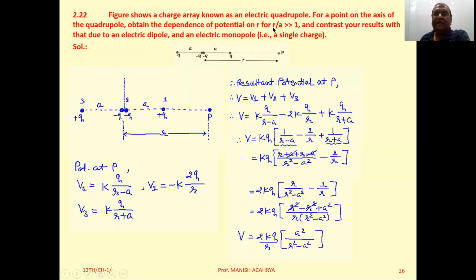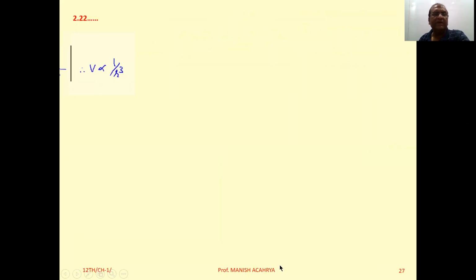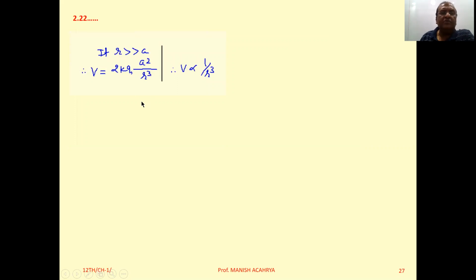Now here if we take r by a very much greater than 1, it implies that compared to r square we can neglect a square. So if we neglect a square here, then from this denominator we will get r square into r, that is r cube. So we will get V equal to 2kq into a square upon r cube.